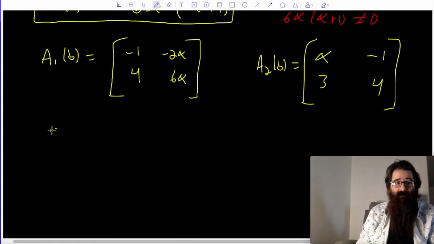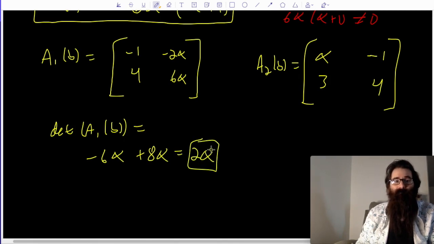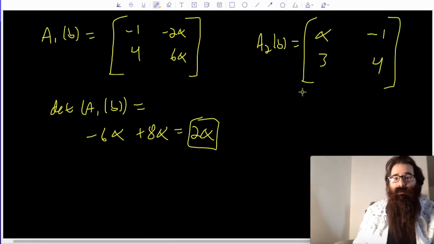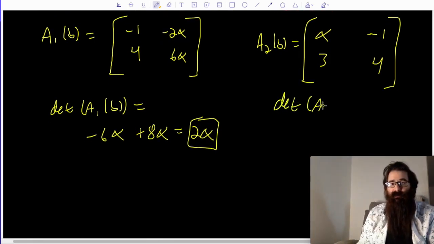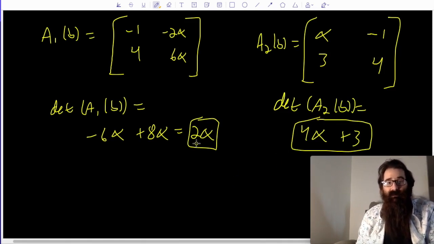And find the determinants. Yes, of course. Determinant A sub 1 at B is going to be negative 1 times 6 alpha, which is negative 6 alpha. And then minus, this is going to be a negative 8 alpha. So minus a negative is going to be plus 8 alpha. That's going to give me 2 alpha, combining like terms. And for the determinant of A sub 2 at B, we have alpha times 4 gives me 4 alpha, and then minus negative 3 gives me plus 3. And so this depends on what that parameter alpha is.